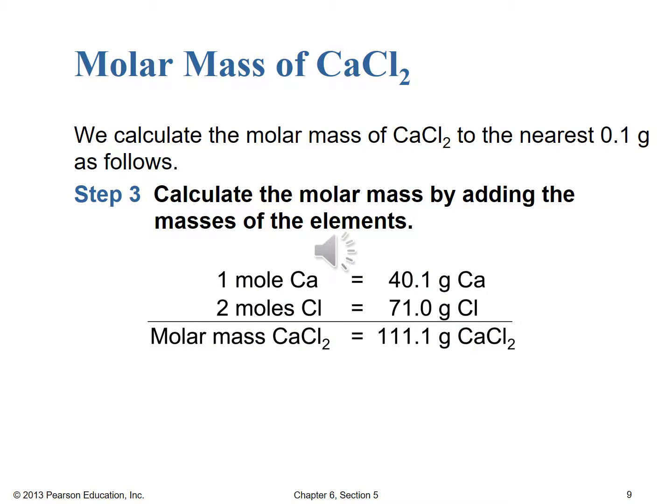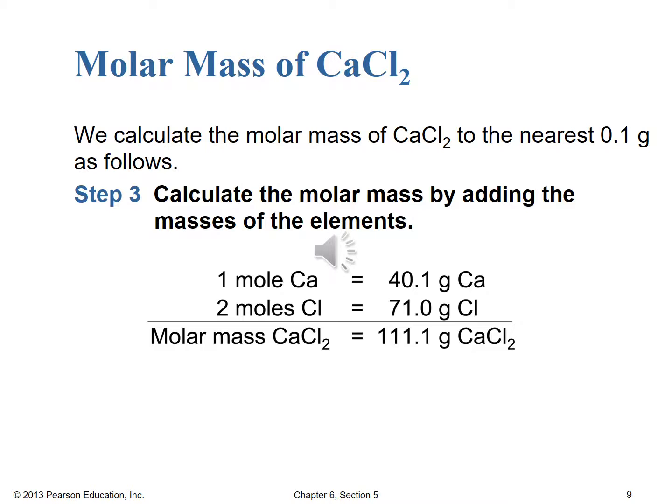Finally, when we sum the masses together, the 40.1 grams of calcium plus the 71.0 grams of chlorine as chloride ion gives rise to a molar mass for calcium chloride of 111.1 grams of calcium chloride per 1 mole of calcium chloride.